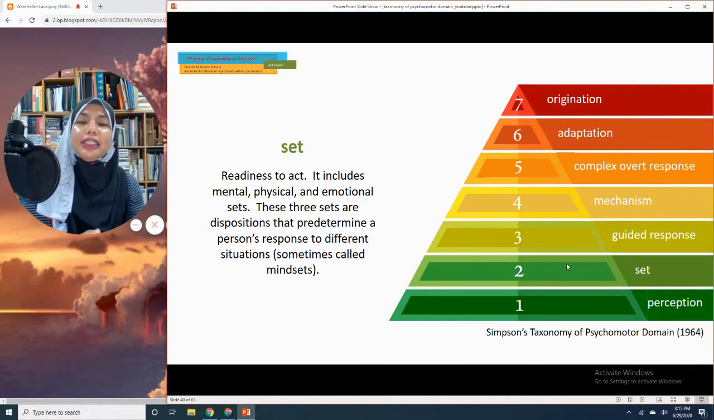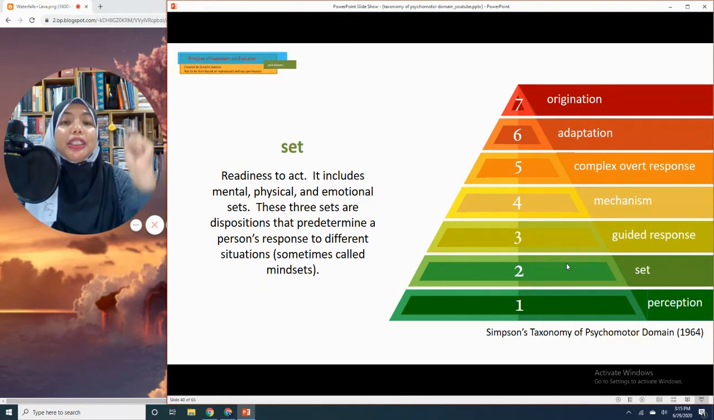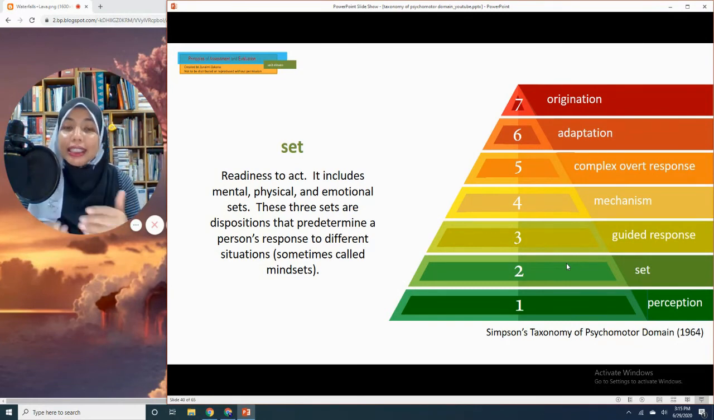Okay, if this is a race track, for example, a marathon, and all the runners are ready, just waiting for the referee to pull the gun or pull the trigger. So this is set in relation to the taxonomy, getting students to be in the right mindset.